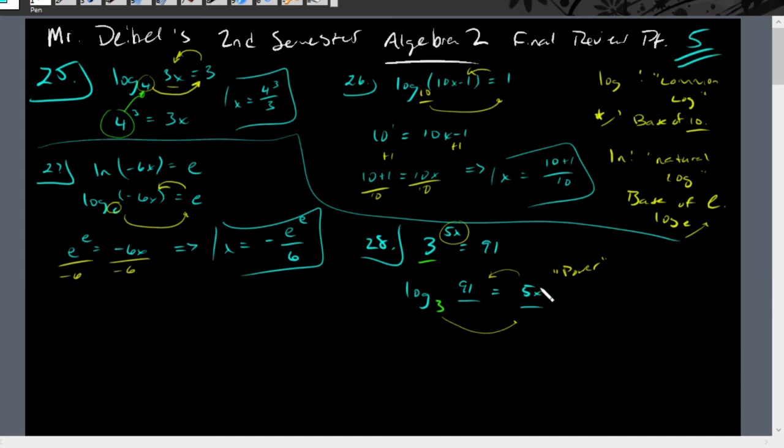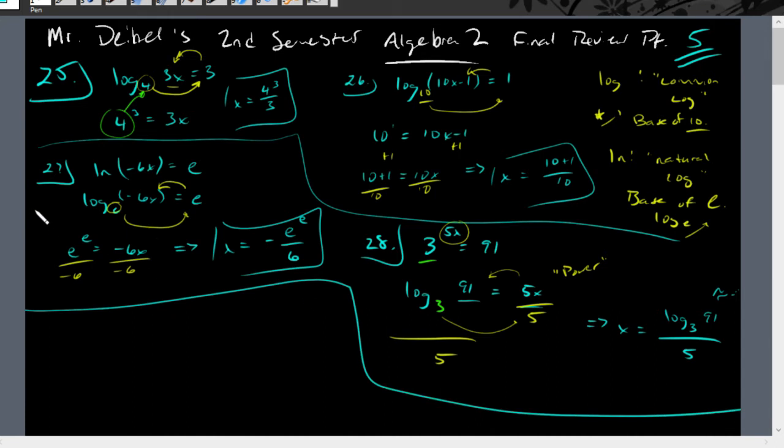And now, look, the x is exposed. All you need to do to solve for it is to divide by 5. And that's what we'll be doing. So you want to divide both sides by 5. And you're going to get that x equals log base 3 of 91 over 5. And that's as simplified as I want you to get. Your calculator can give you some decimal approximation for that, but I'm not interested in that. Right. Moving on to number 29.